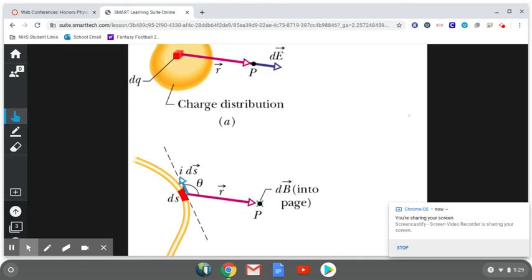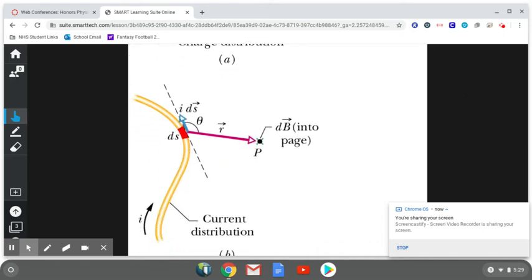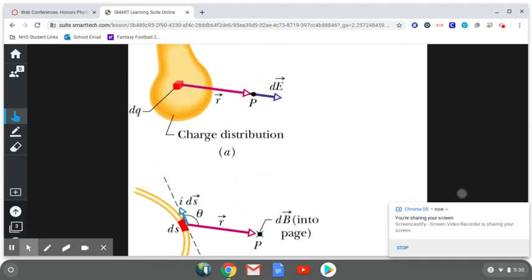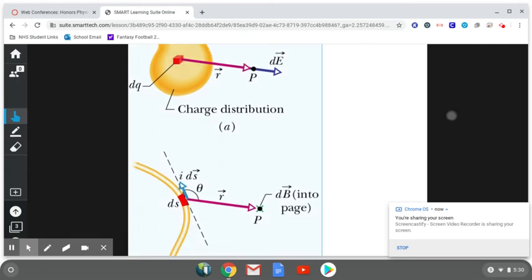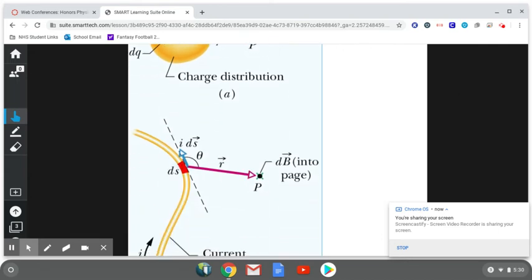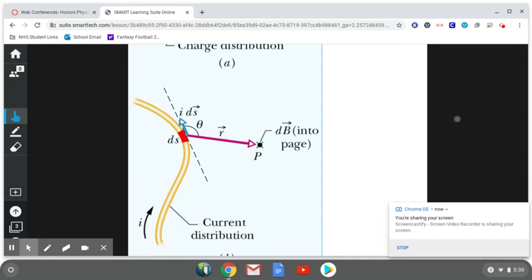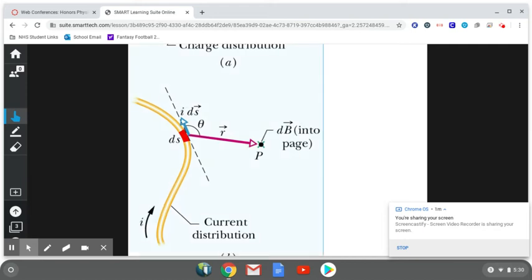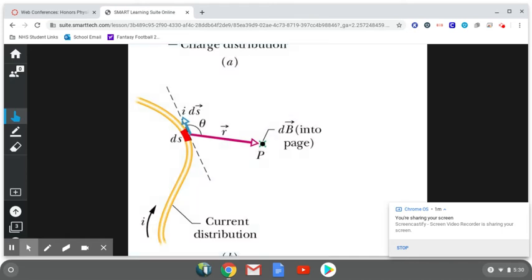If we look at what's happening now, they're asking us to look at a length of wire, and instead of having a little bit of charge marked red, now they have a little bit of current length marked red. If the current is running this way, the itty bitty part of the current length IDS is creating a little bit of the B field dB that would be directed into the page. If you take your right hand and point your fingers in the direction of the current, it should be pretty easy to convince yourself that the magnetic field at point P would be directed into the page.